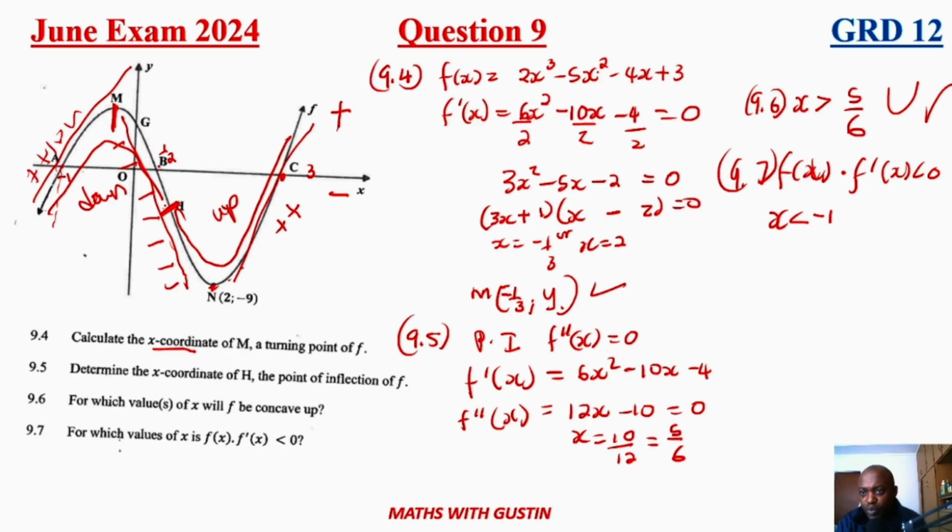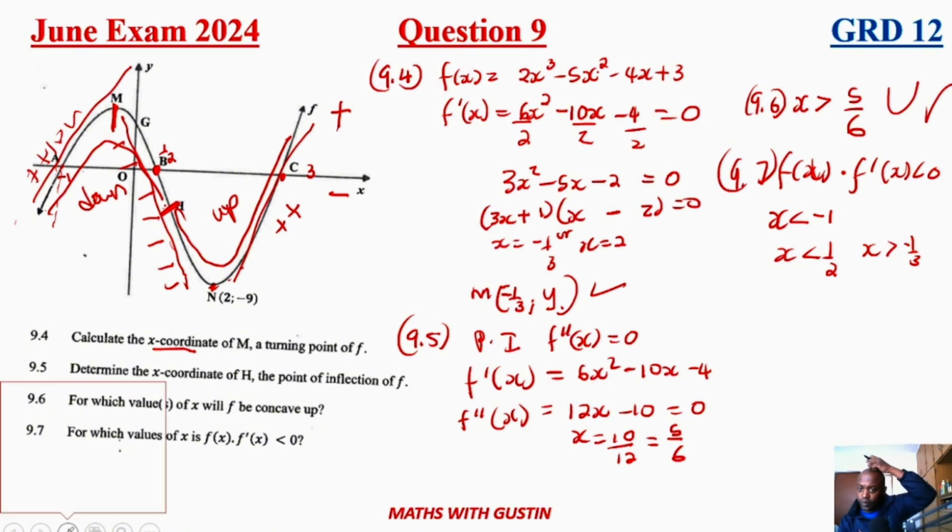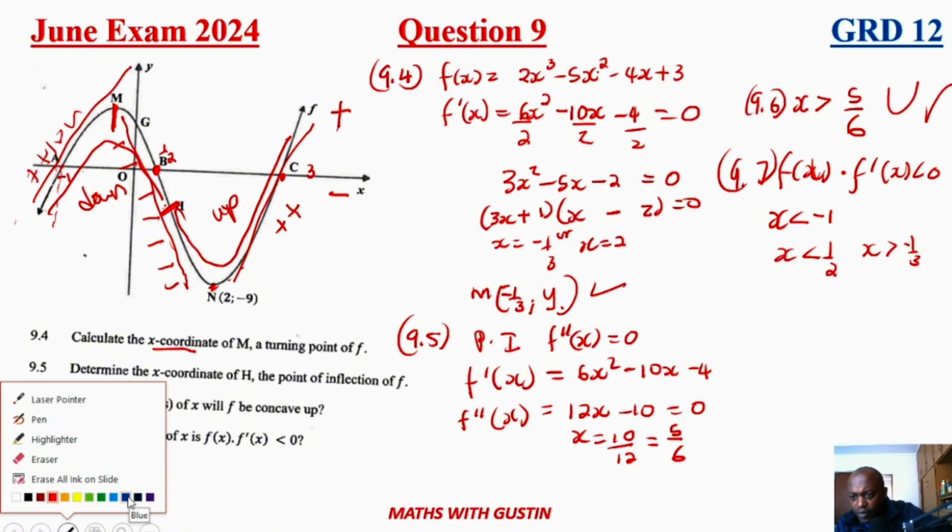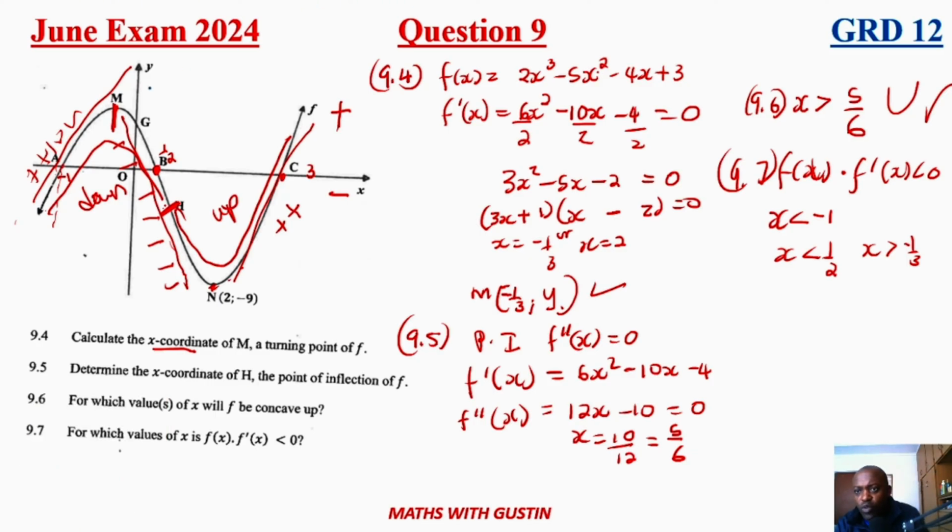When you are sitting here at B, what do you have? You've got a negative gradient, and then the function is above. So therefore, for all the values that are less than, but these values also need to be greater than. So for all the values of x that are less than half, but also have to be greater than -1/3. Actually, let me just use a different color here, guys, so that I don't confuse you. It basically means you're looking only at this portion from this turning point up until here.